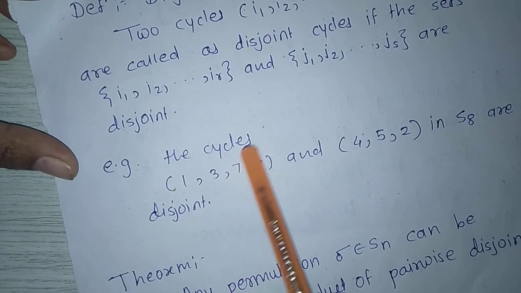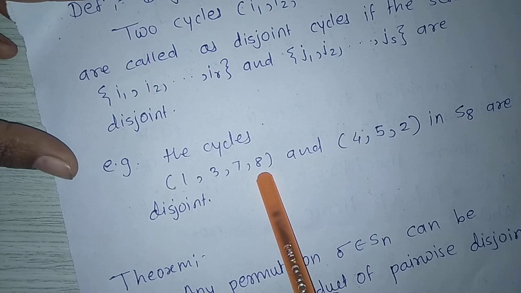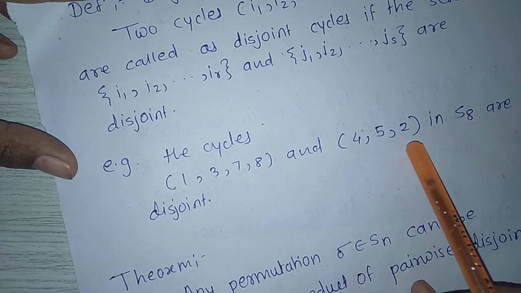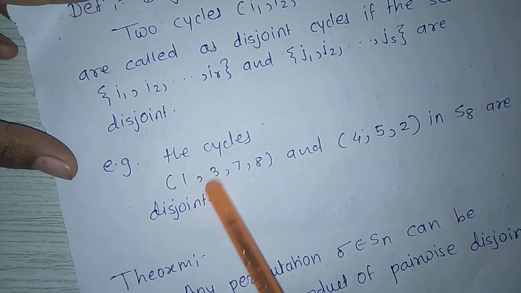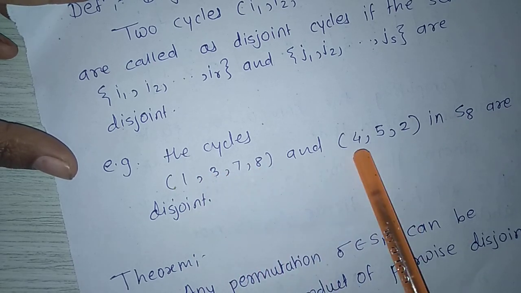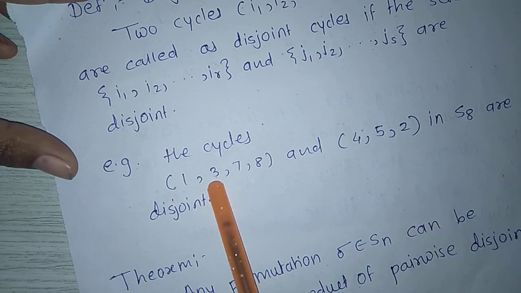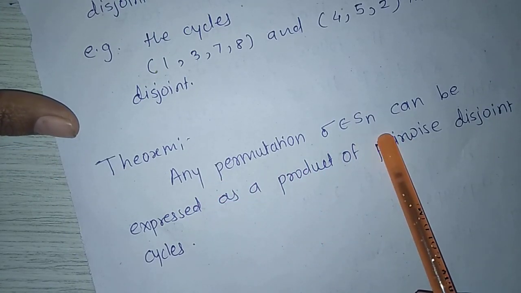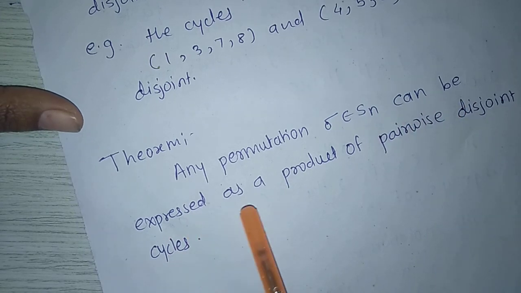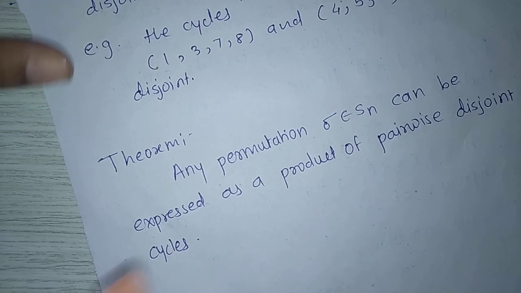For example, the cycles 1 goes to 3, 3 goes to 7, 7 goes to 8 and 4 goes to 5, 5 goes to 2 in a set are disjoint because 1, 3, 7, 8 do not belong to this cycle. Also 4, 5, 2 do not belong to this cycle. Next theorem: any permutation sigma belonging to Sn can be expressed as a product of pairwise disjoint cycles.